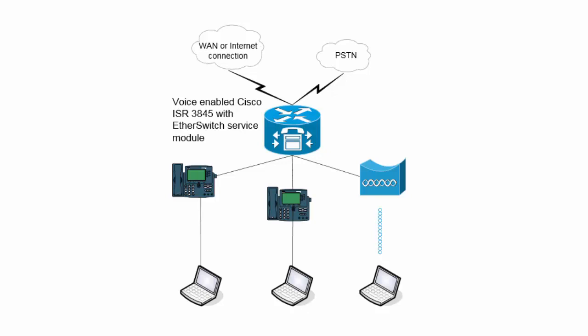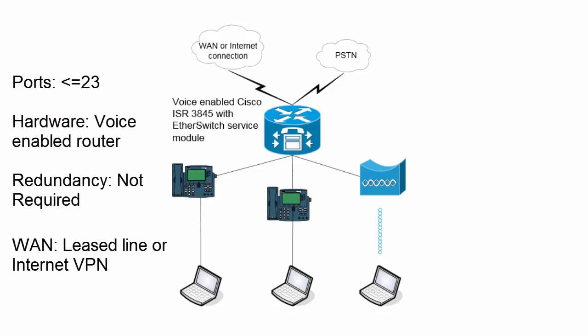A very small office is defined as having one or all of the following characteristics. The maximum number of access ports to be supported at the remote site is 23. The site does not require any redundancy in terms of switches or devices on the network. A voice-enabled Cisco ISR 3845 router would be a good example of the hardware you would use, using an EtherSwitch service module, IP phones, and access points. The site can be supported by a traditional leased line-based WAN or VPN connection over the public internet with reduced SLA.